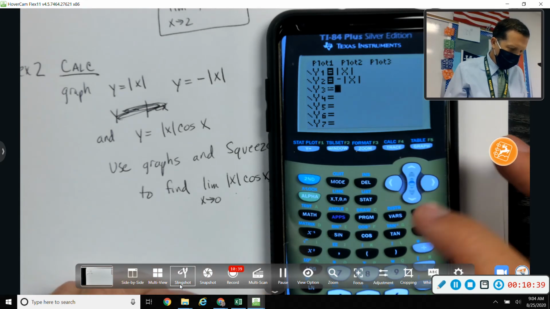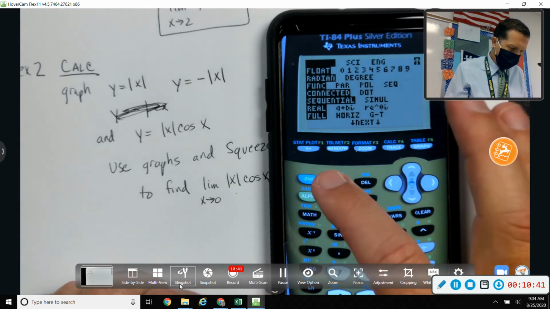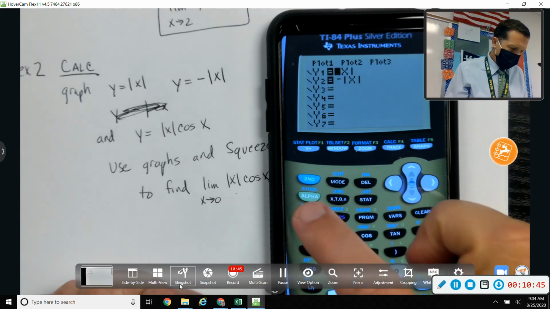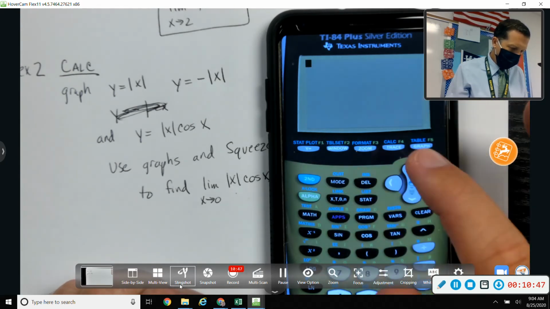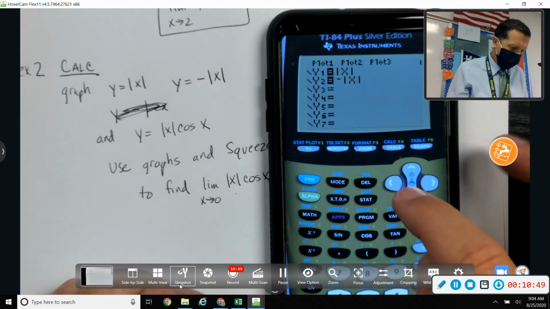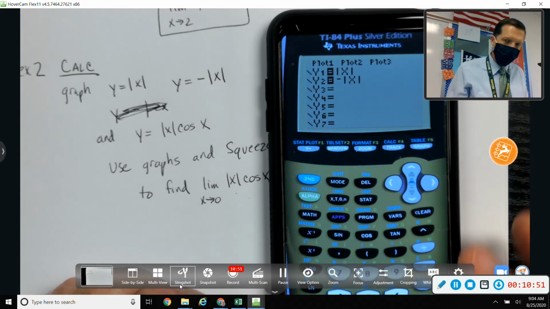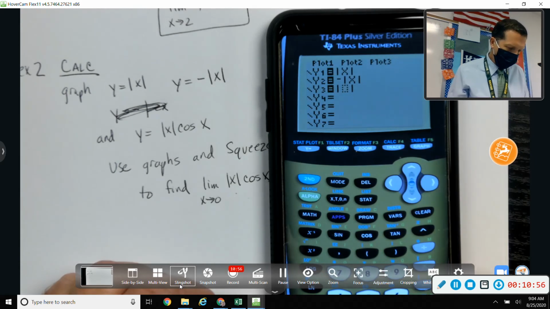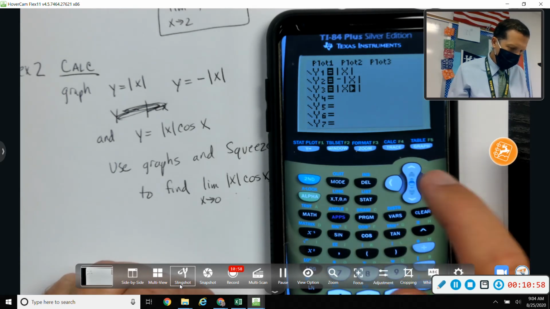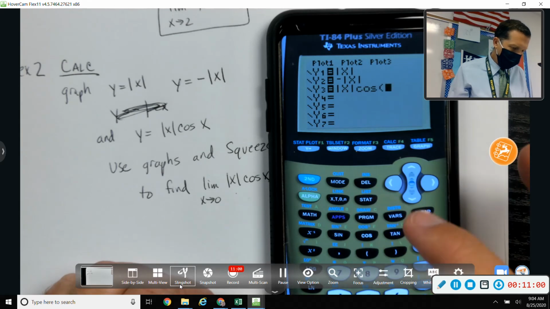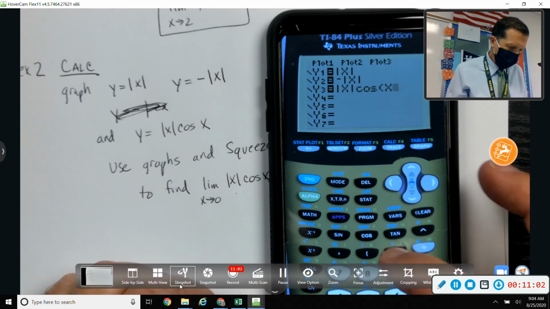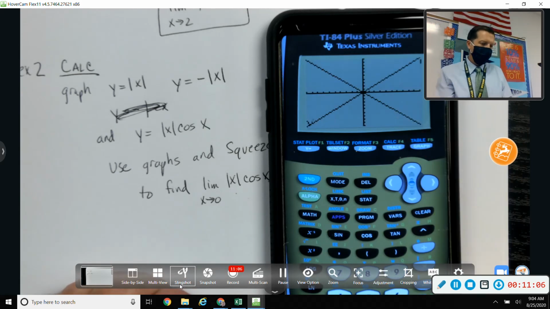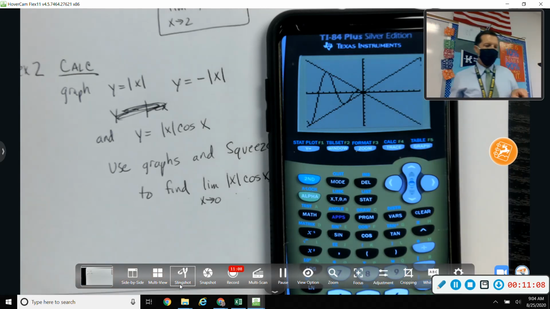Next, let's do the weird one. Oops, not mode, but math. Whoops. Get there in a minute. There we go. So math, absolute value of x times cosine of x. And let's see what happens here. Okay, that's kind of cool looking.